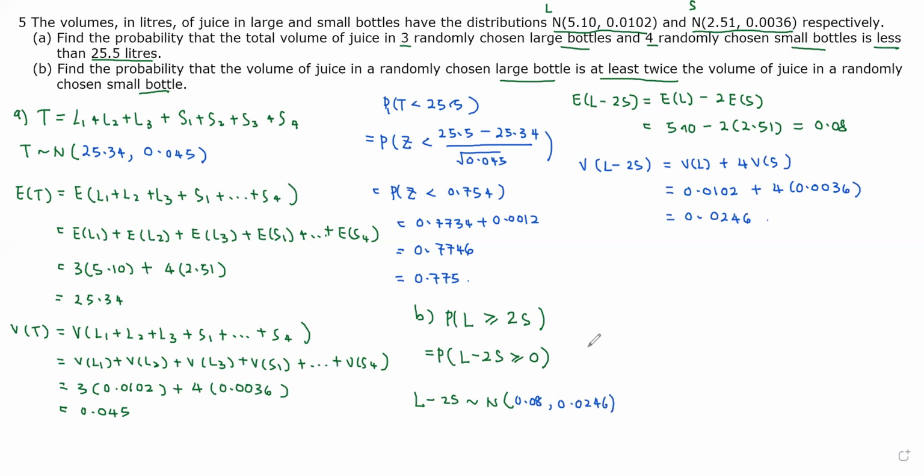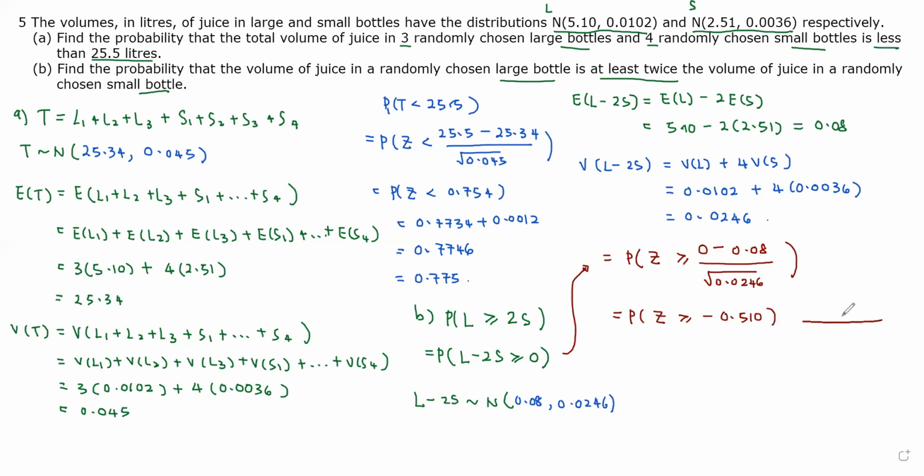The probability that we need to find is actually this probability. And we know the distribution of L minus 2S. So we standardize, and then we have Z greater than or equal to 0 minus 0.08 over the standard deviation. The standard deviation is the square root of the variance, 0.0246 here. And this will give us the probability that Z is greater than or equal to negative 0.510.